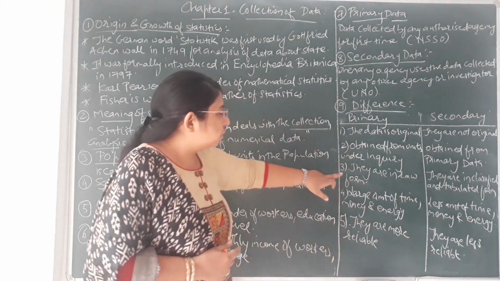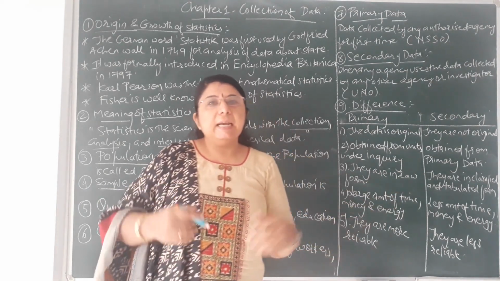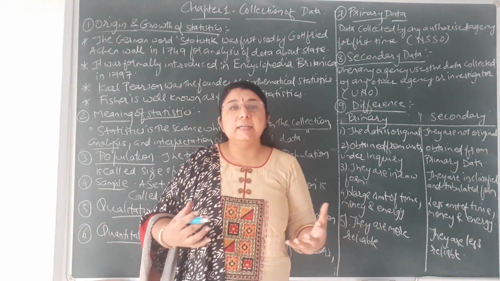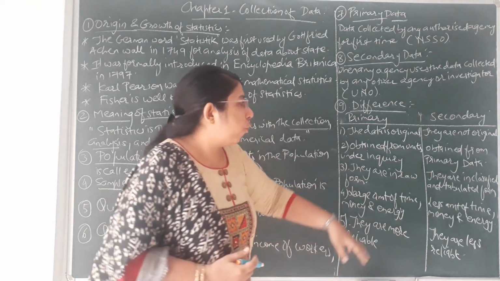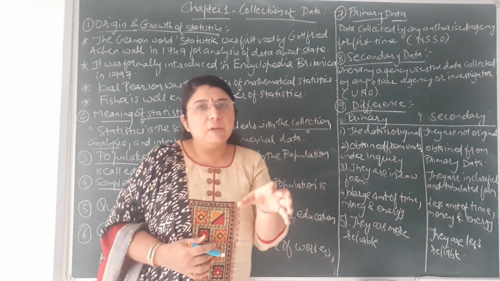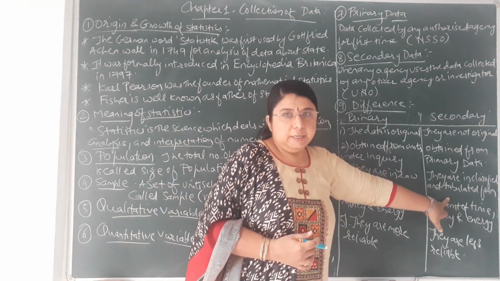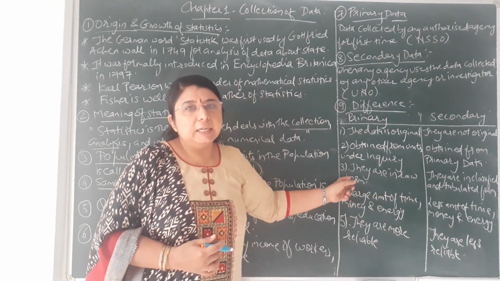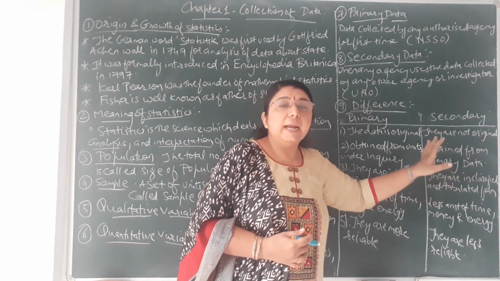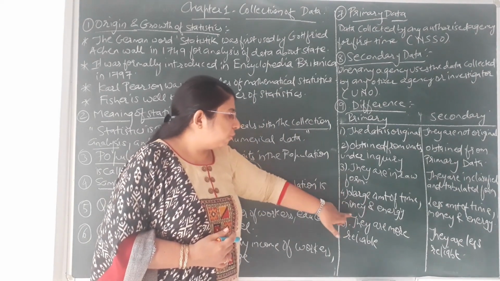Next one, third point, that they are in raw form, because whatever data they are collecting is on a mass, very big scale. So they are just collecting the data in raw form, and that raw form is classified and tabulated. It means in table form, or classification of that raw data is done in secondary data. So primary data is in raw form, and secondary data is in classified and tabulated form.